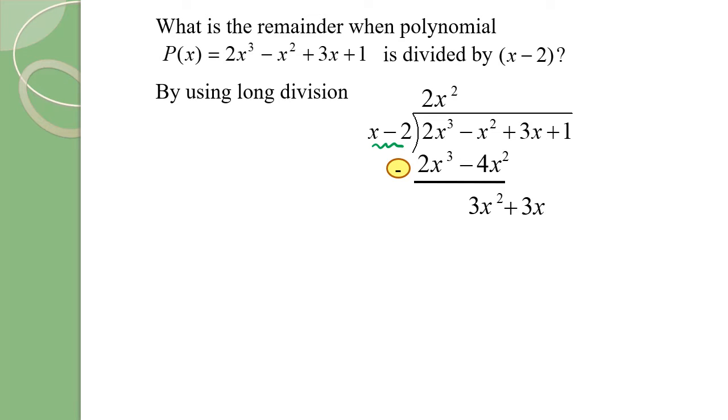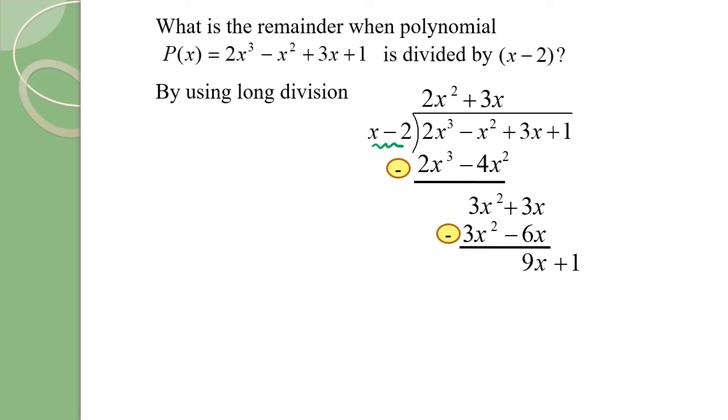So to get 3x squared, we have to multiply x with 3x. So positive 3x multiplied by x minus 2 will be 3x squared minus 6x. So find the remainder here. We get 0, and then 3x minus negative 6x will be 3x plus 6x, which is equal to 9x. So bring down the 1.